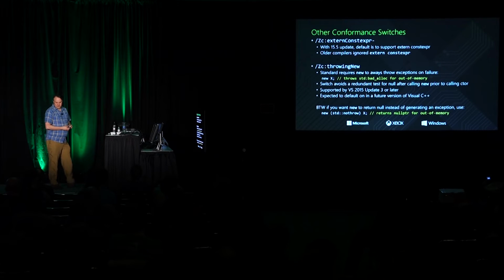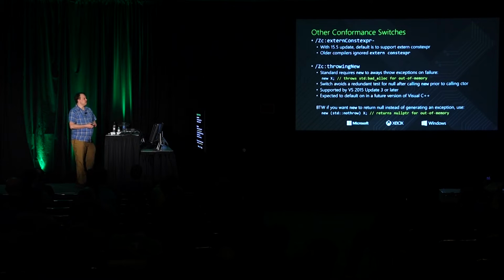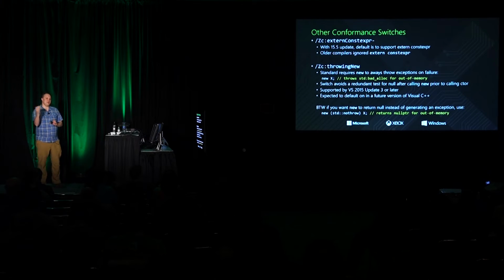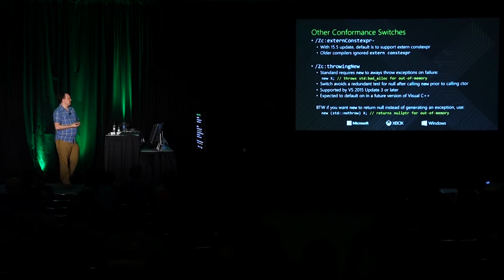There are a few other conformance switches to be aware of in the Visual Studio 2017 product. When constexpr was originally added in 2015, there was some debate about what exactly an extern constexpr meant. And then the standard clarified what it meant. So you actually have two different behaviors. In the old compiler, if you had an extern constexpr, it ignored the extern part. So you can still get back to that behavior if for some reason you depend on it.